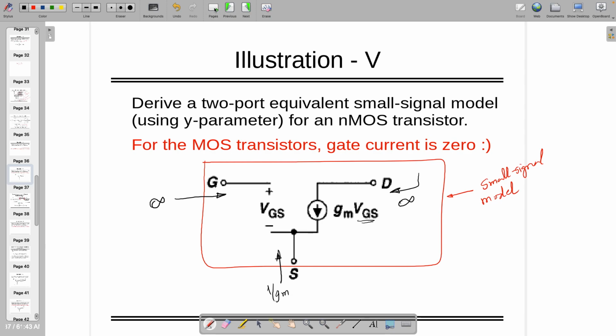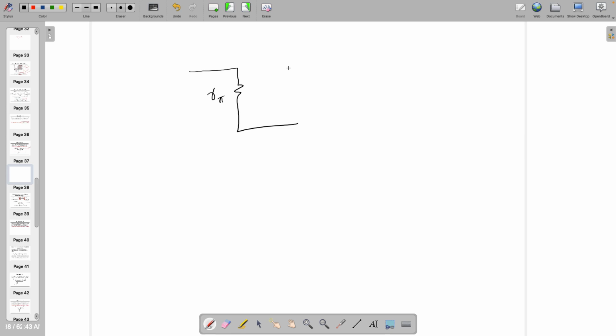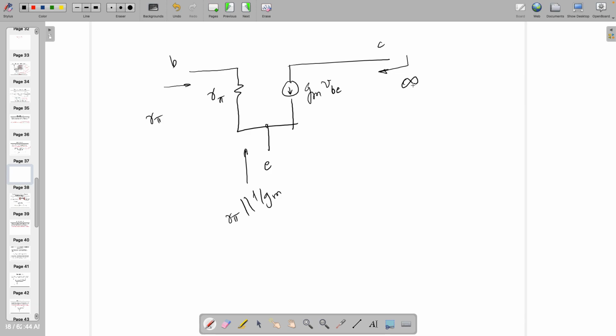Last time I made one small mistake. If you're looking into this BJT, where one rπ is there, looking from here is rπ. This one is rπ in shunt with 1 by gm, and this is again infinity. So one small problem was there. I said output impedance is infinity, no problem. Input impedance is rπ. However, I was saying rπ is infinity, but its value is not more than 1 kilo-ohm. It's a lower value. So input impedance is low actually, not high. That was the mistake from my side. So rπ is much lower than 1 kilo-ohm.